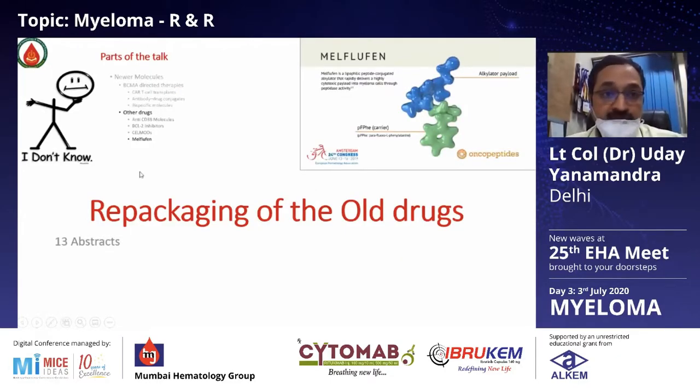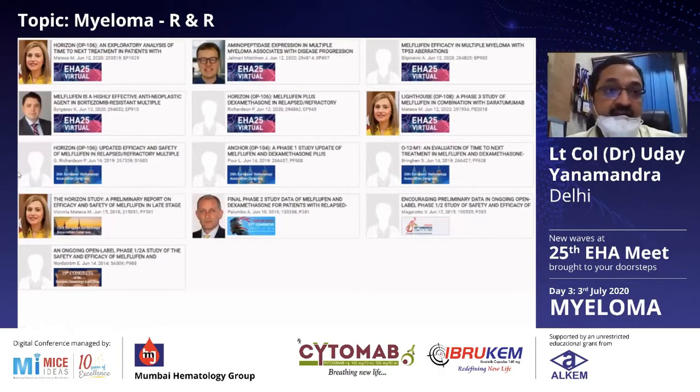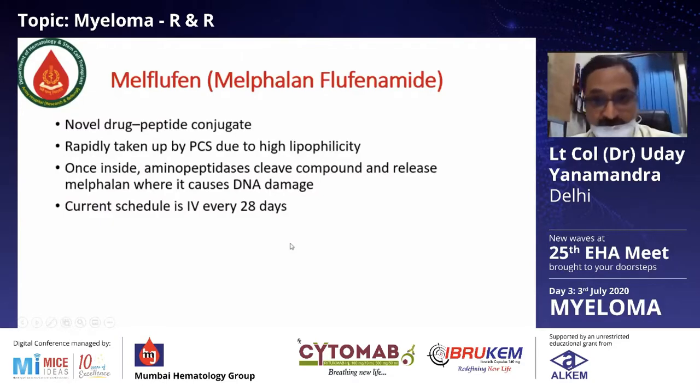Now, the fourth group of drugs would be melflufen. So this is something like repackaging of an old drug. We all have been using melphalan for ages together. Now, these are the various abstracts of melflufen, out of which I have taken the Horizon trial because that is one of those trials which has actually gone to a very advanced stage. So, melflufen is an oncopeptide, wherein the drug is combined with a peptide conjugate. Thus, it is taken up rapidly by the plasma cells because of the high lipophilicity. And thereafter, inside the cell, the melflufen goes and damages the DNA.